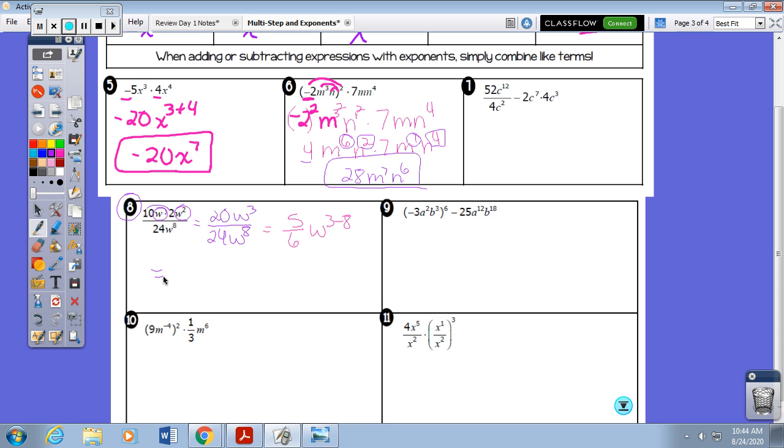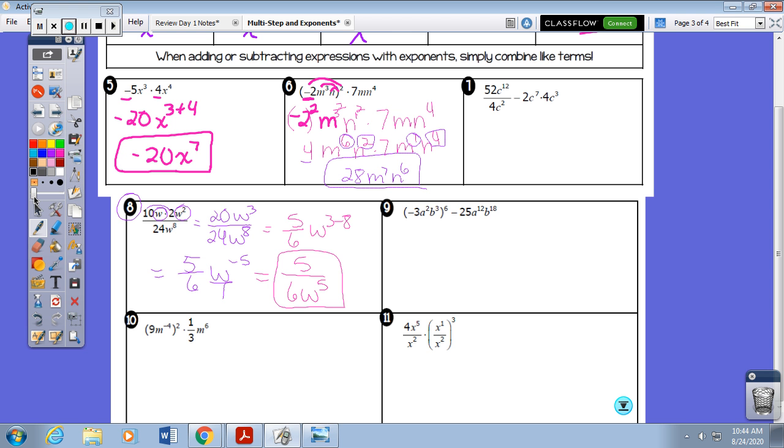Okay, keep going. 5 over 6, w to the negative 5. We can't leave a negative exponent, so change its spot. Right now this is over 1. So if we keep going, we're going to move that w to the 5th to the bottom and make it positive. So 5 over 6 w to the 5th power just moves its position. Alright, so now back where I was. There we go.